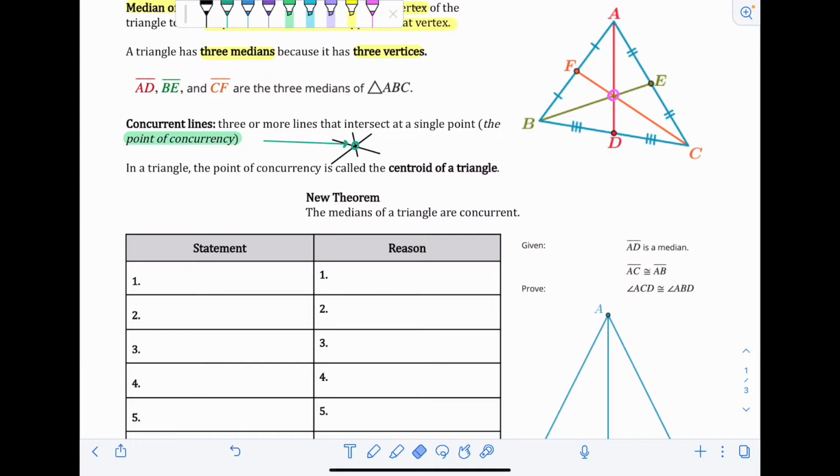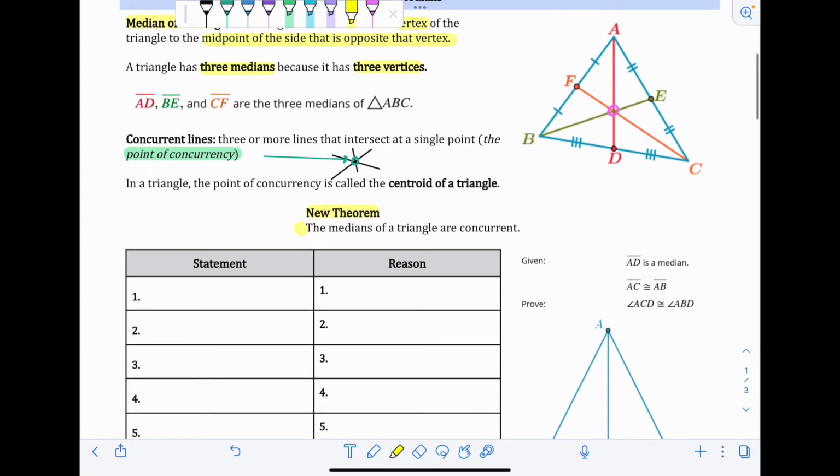Okay, moving down, our new theorem is right here, another one to add to the list. This one doesn't really have a name, at least I couldn't find the name, so we're just going to call it the new theorem. It's: the medians of a triangle are concurrent. You can see that in the graphic. There were the three medians, AD, BE, and CF, and they all intersected in a single point, so they're all concurrent.